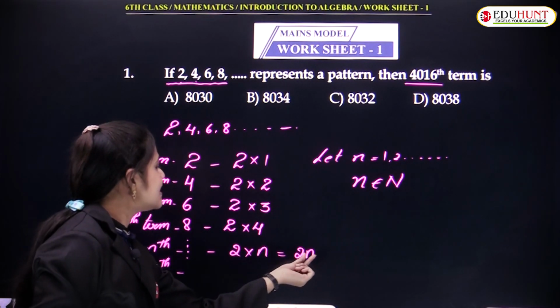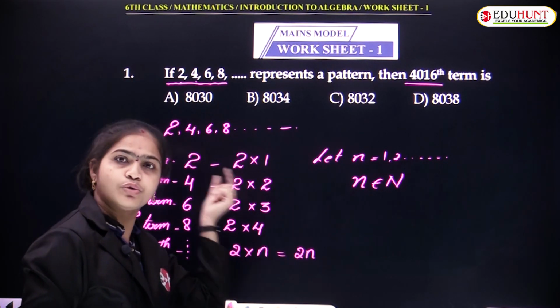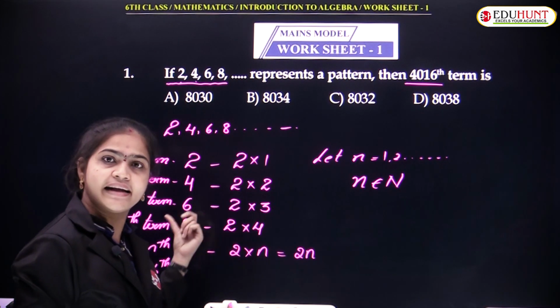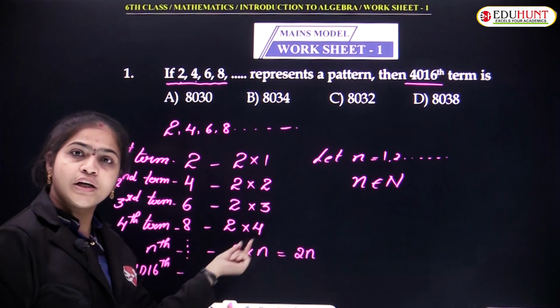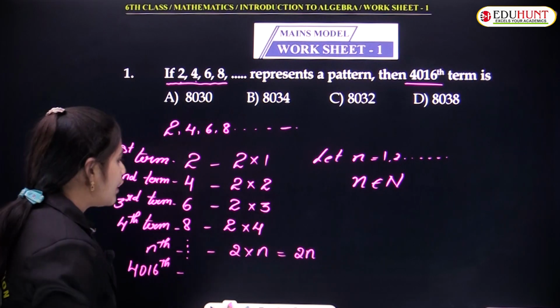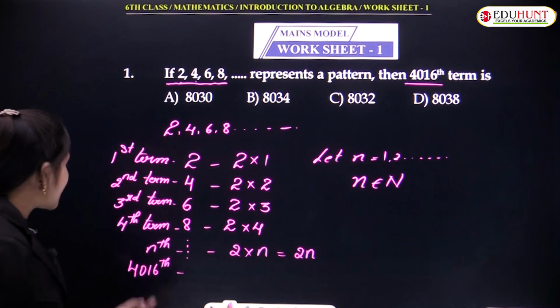At the place of n, if you take 1, 2 into 1 is 2. First term, 2 2's are 4. Second term, 2 3's are 6. Third term, 2 4's are 8. That is the fourth term. 2 into n is equal to 2n. That is the nth term. Understand? Now here n is equal to the number of terms. Understand?